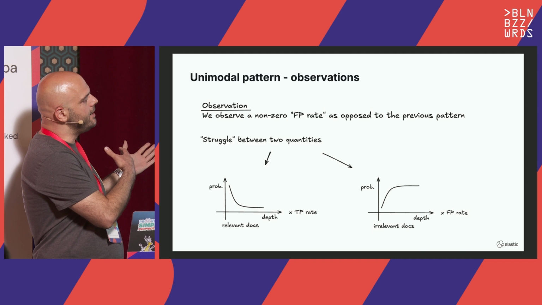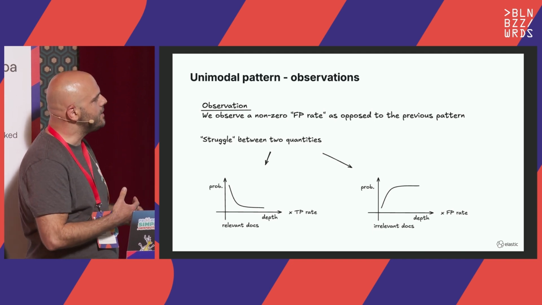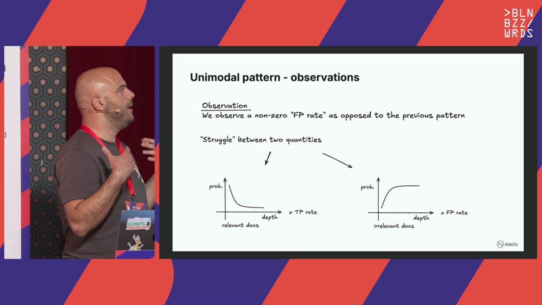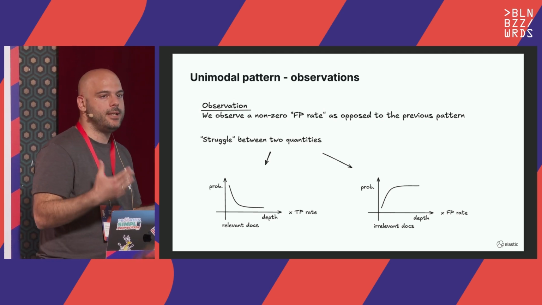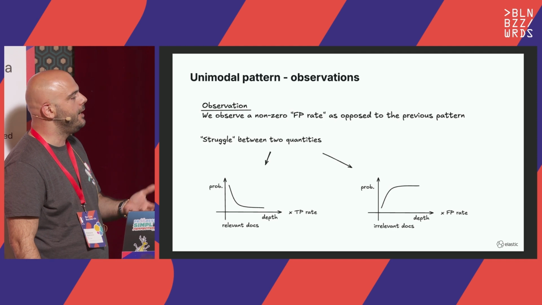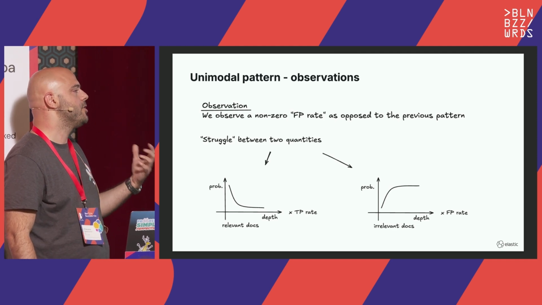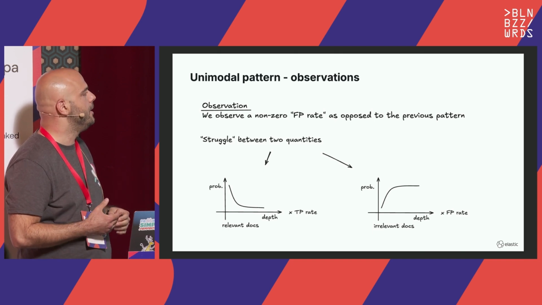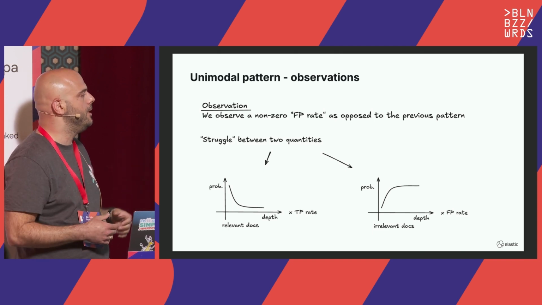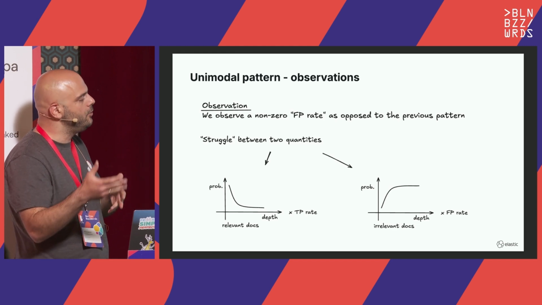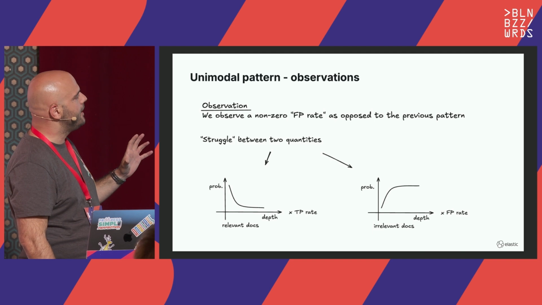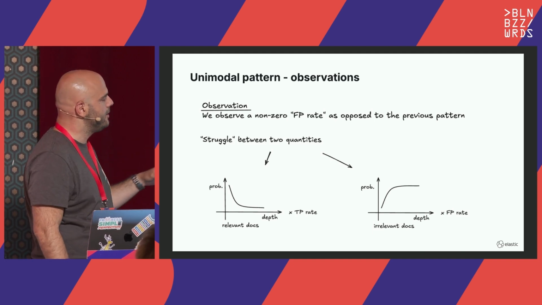So by using the same analogy of the reranker as a classifier, here we observe a false positive rate. So the reranker starts to make some mistakes and actually assigns a higher score to irrelevant documents, which starts to lead to performance degradation. And from a high-level perspective, it's like a struggle between two quantities.